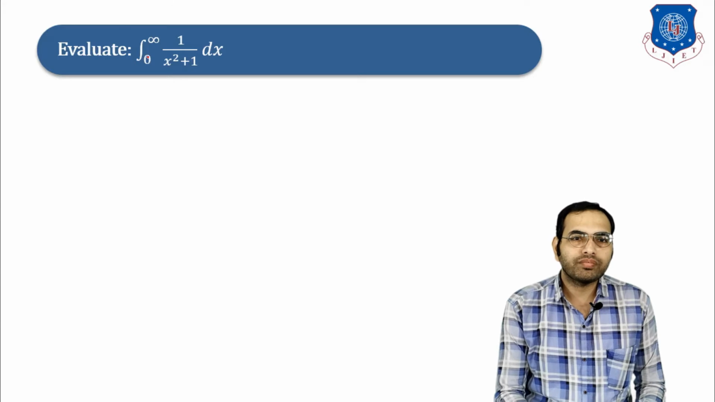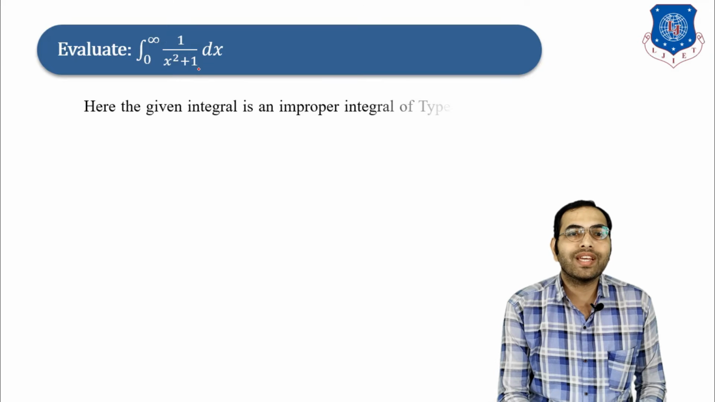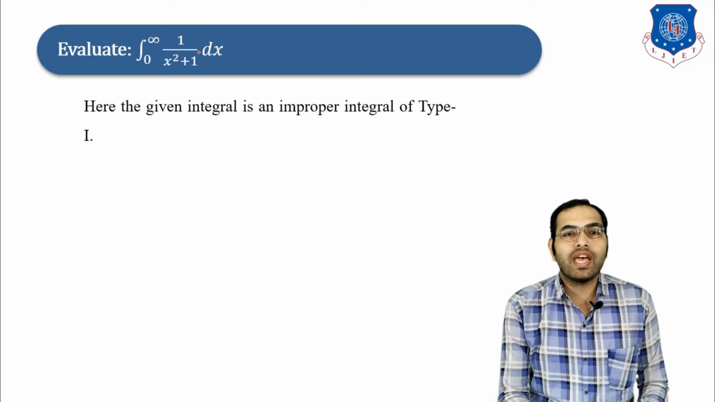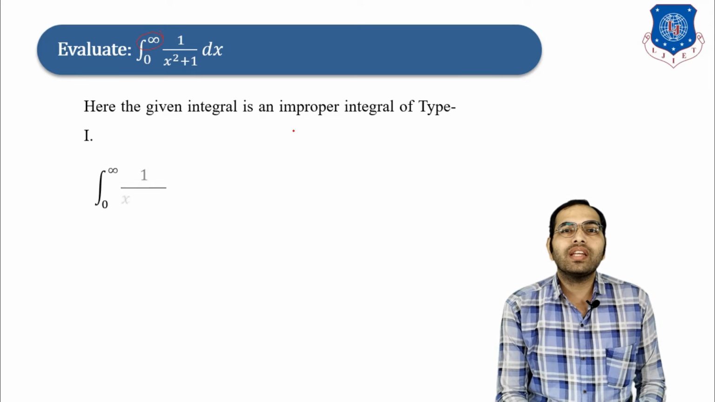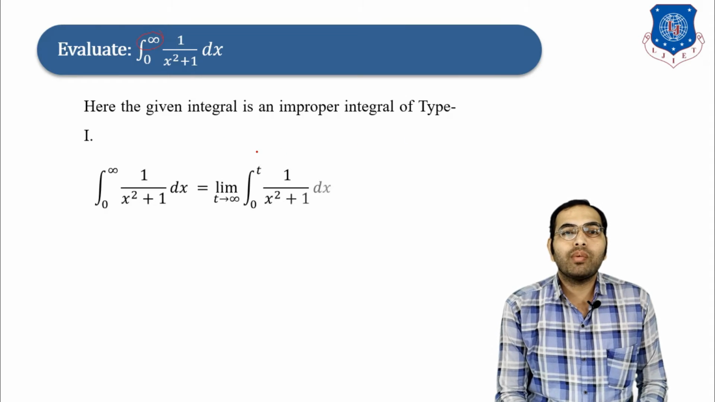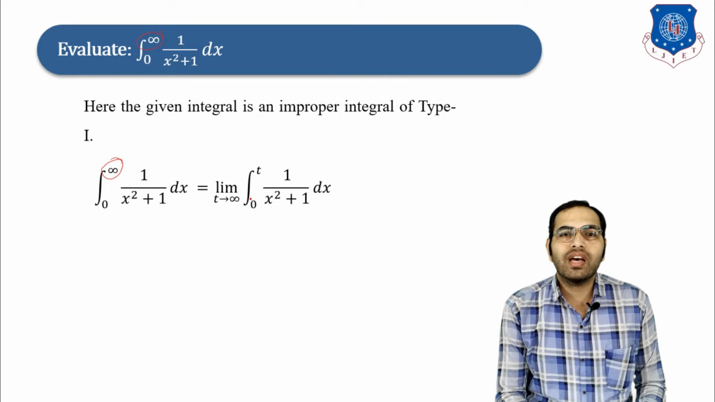Let's see one example. Evaluate integral 0 to infinity of 1 upon x square plus 1 dx. Here our function 1 upon x square plus 1 is continuous everywhere. Here the upper limit is infinite, which means the given integral is an improper integral of type 1. For that, infinity is replaced by t and applying the limit t tends to infinity, integral 0 to t of 1 upon x square plus 1 dx.